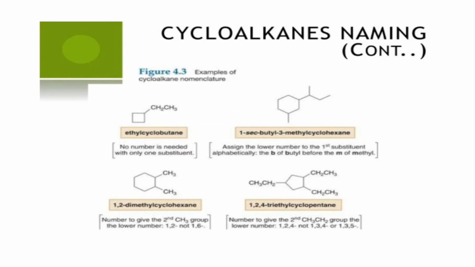More examples: ethyl cyclobutane, secondary butyl 3-methyl cyclohexane, 1,2-dimethyl cyclohexane, and 1,2,4-triethyl cyclopentane. These are more examples of cycloalkanes.